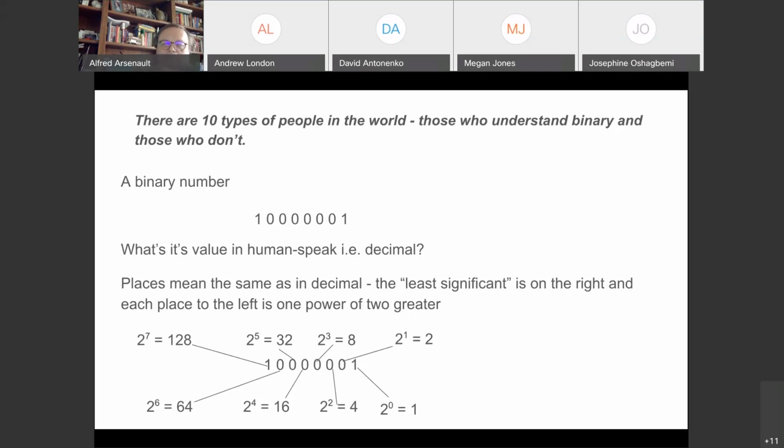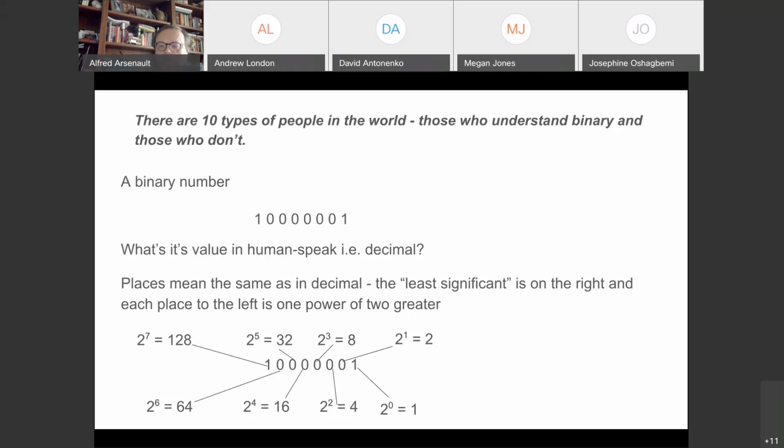If we're given a binary number like this one, 100000001, we have to figure out what that means in human speak. That is, what's that mean in decimal? Now, my graphics are not great here, but the general idea for binary numbers is the same as in decimal. The least significant bit is on the right, and each place to the left is one power of 2 greater.